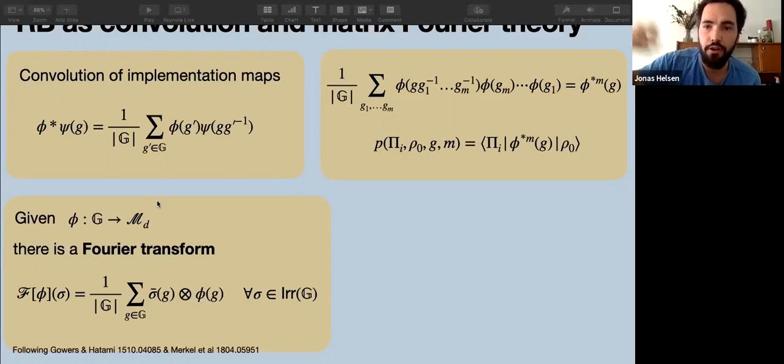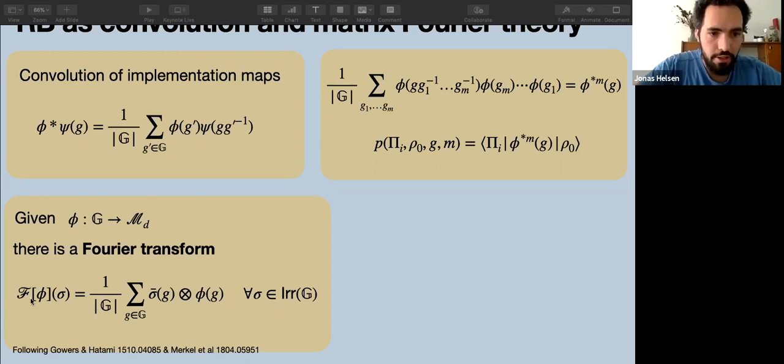So you can decompose any function from the group to the real line into functions from irreducible representations to the real line. And a similar thing holds if you have functions from the group to some set of matrices, or in our case, superoperators. I'm not going to go into the details too much. So there is this object called the Fourier transform of psi, which I'll denote fancy F of phi, and it takes an irreducible representation of the group sigma and maps it to this tensor product operator. If you want to know more about this, there is a really nice semi-review paper by Timothy Gowers and Hatami, which goes into a fair amount of detail on how this works.